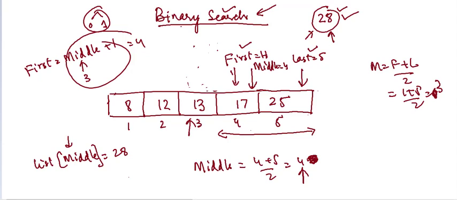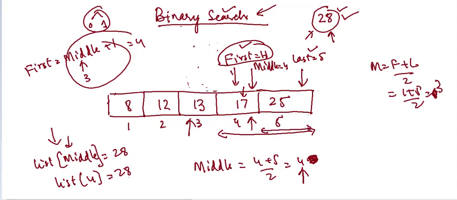Okay, when we do this check, list of middle, which is going to be what? List of 4, because middle is equal to 4 right now. Is that equal to 28? And we see that is not equal to 28, because list of middle is 17, right? So what we need to do is move our first to... what we know is that we should look in the remaining upper half of the array to find our value 28.